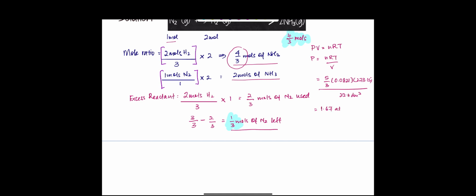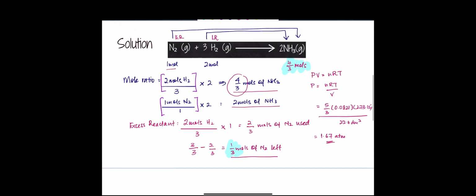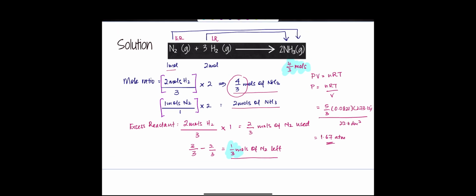Solving this will give me my final answer of 1.67 atm. This is the pressure that's produced when the reaction goes to completion, meaning it's contributed by 2 elements or compounds, which is nitrogen, which is in excess, as well as ammonia.